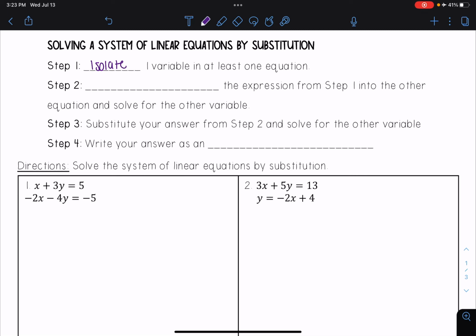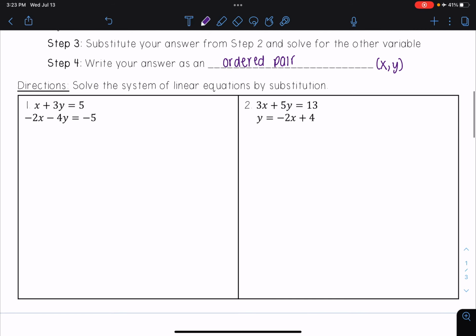Next, we're going to substitute the expression from step 1 into the other equation and solve for the other variable. Step 3, substitute your answer from step 2 and solve for the other variable. And then step 4, write your answer as an ordered pair. So that means ordered pair (x, y). Okay, so let's try two different examples.